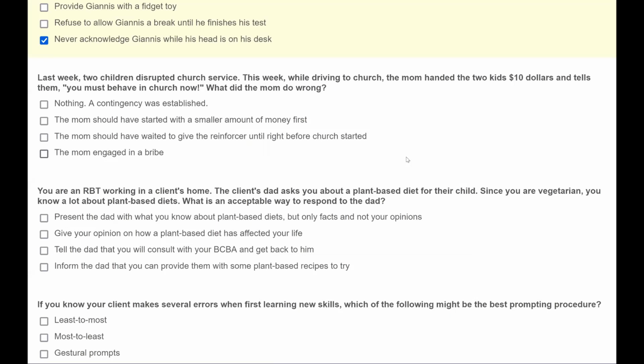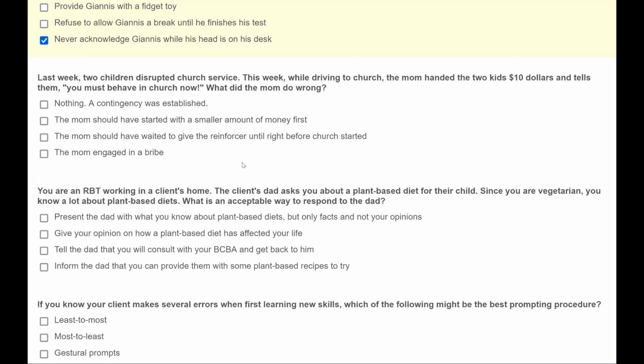So what did the mom do wrong? A, nothing, a contingency was established. Well, it wasn't. They've already got the $10. Now it's just up to them, right? Do they behave in church? Do they not? There is no if you behave. It's just here's $10. Now you have to behave. Not how the contingency should work.